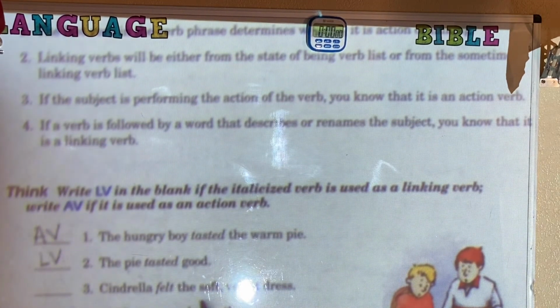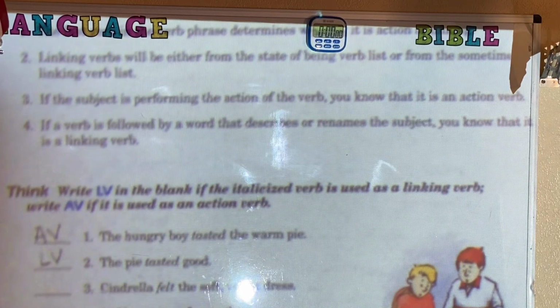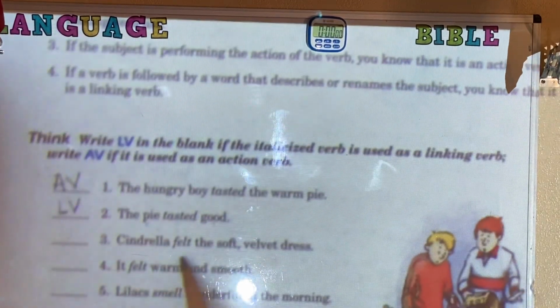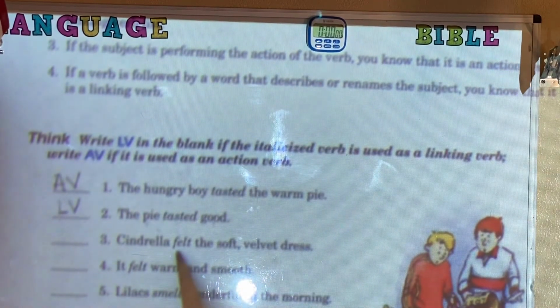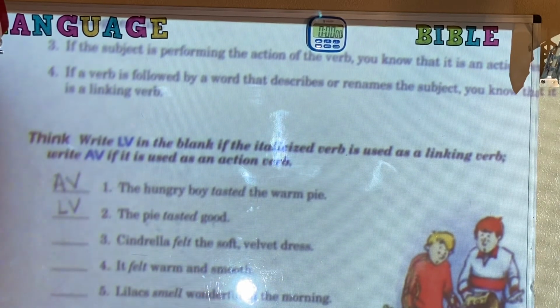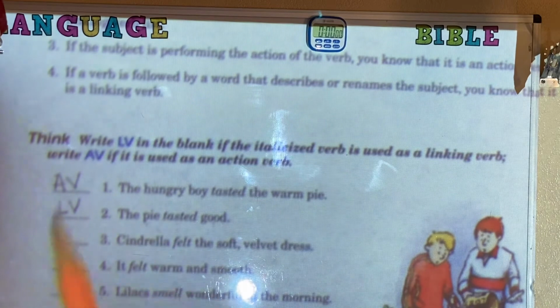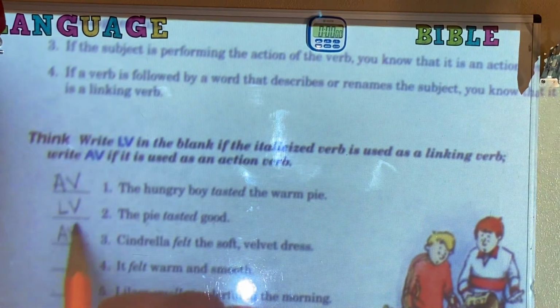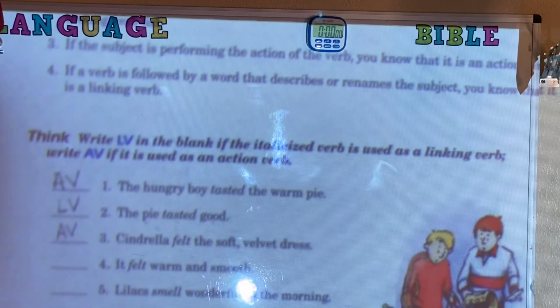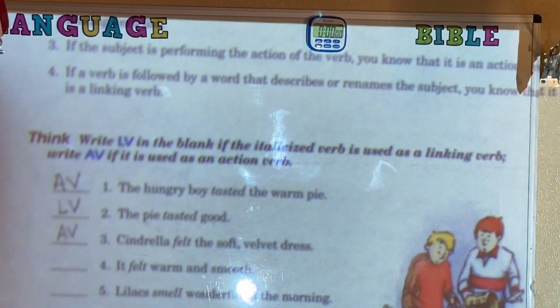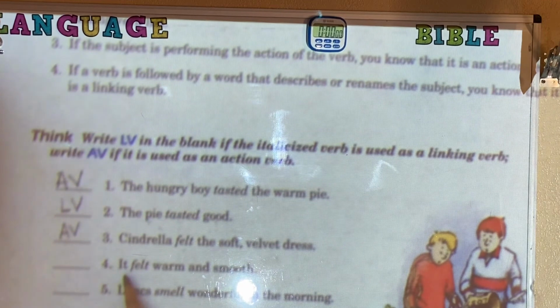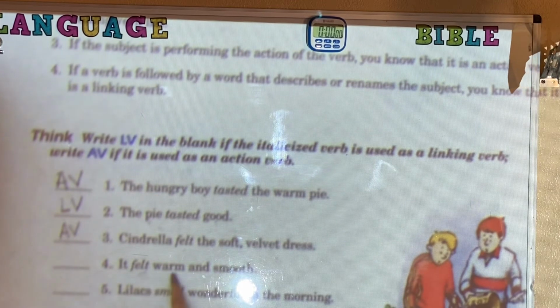Cinderella felt the soft velvet dress. So velvet, I apologize, felt. So felt, is that a linking verb or an action verb? It's an action verb because it's saying that that's how she felt the dress. So that's an action, she's touching the dress. Number 4, it felt warm and smooth. So felt warm, remember, is describing how it felt. So that would be a linking verb.